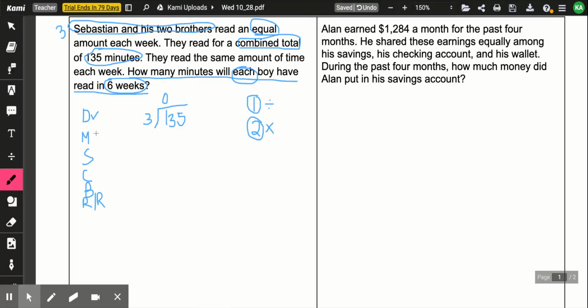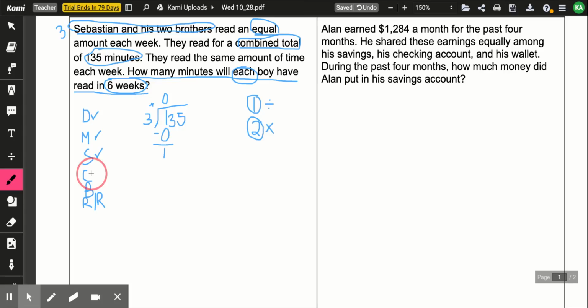And then our next step is to multiply. I like to draw a little multiplication symbol there to remember that I'm multiplying 3 times whatever I've written up here. So 3 times 0, which is 0. Next, I have my subtraction step. I want to subtract 1 minus that 0, which gives me 1.